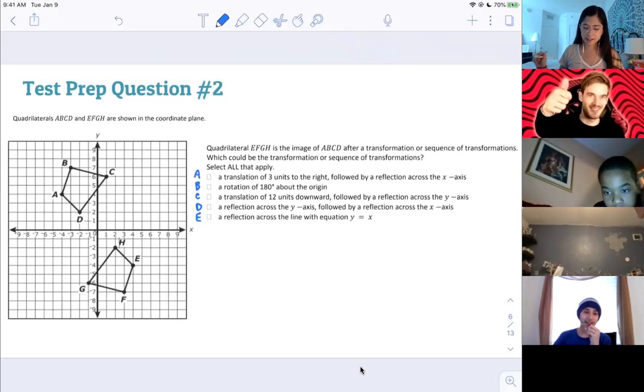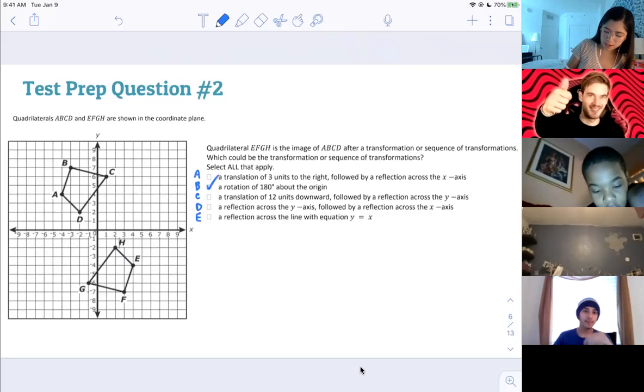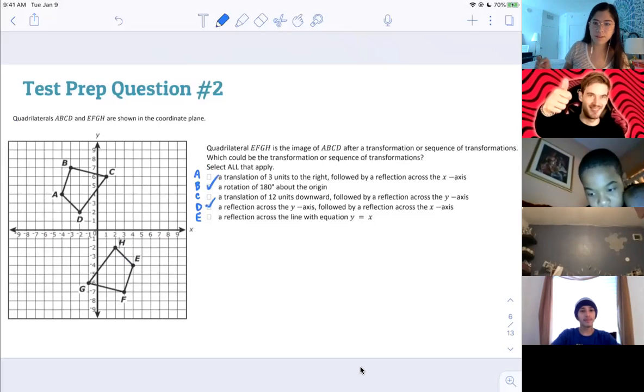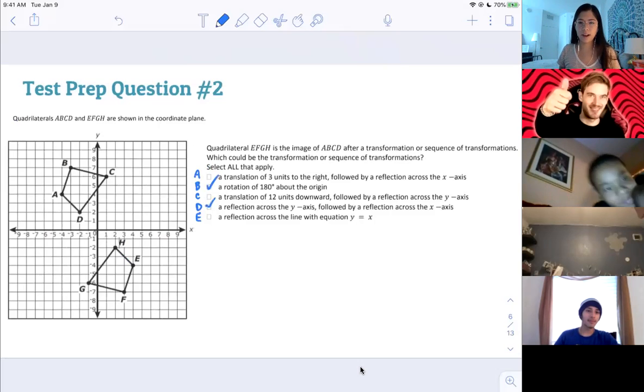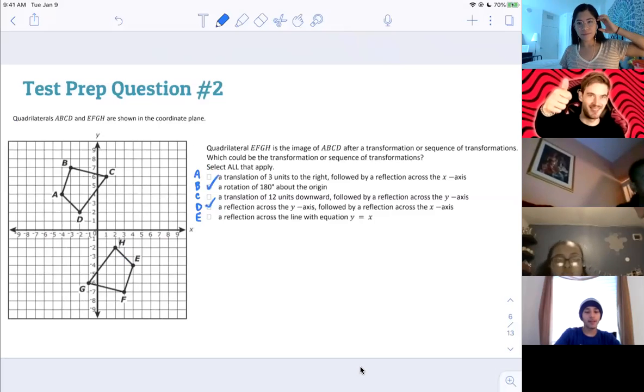So the correct answers were B and D. So if you got B and D, you got it right. I think a couple of people sent me that. I got B and D, but I also said I think C.